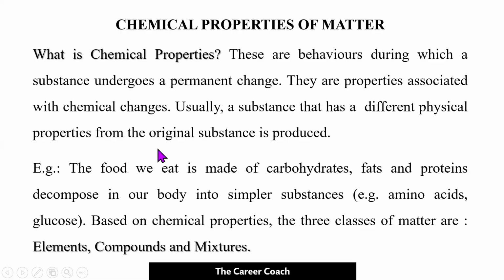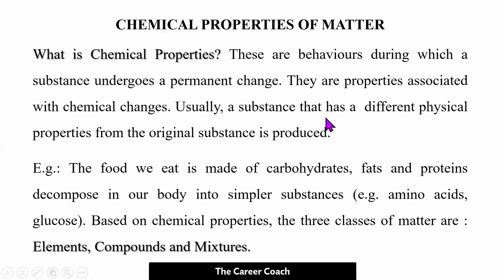What about chemical properties? We've talked about physical properties, that they could be color, they could be odor, and so on and so forth. What about chemical properties? Chemical properties are behaviors during which a substance undergoes a permanent change. These are properties associated with chemical changes. Any change that is associated with a chemical reaction is a chemical change.